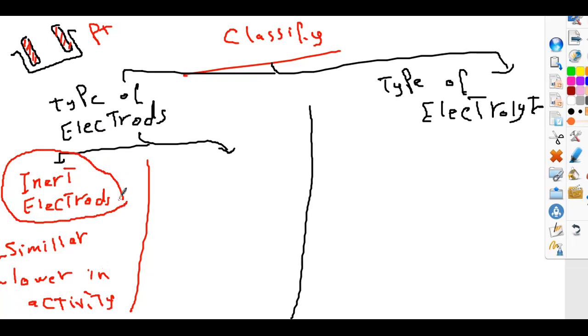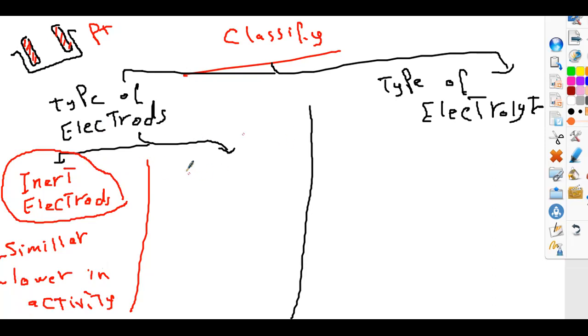And we can guess here that in this type of electrolytic cell, we will aim and focus on the electrolyte. We will make the reaction happen in its electrolyte solution, not at its electrodes.